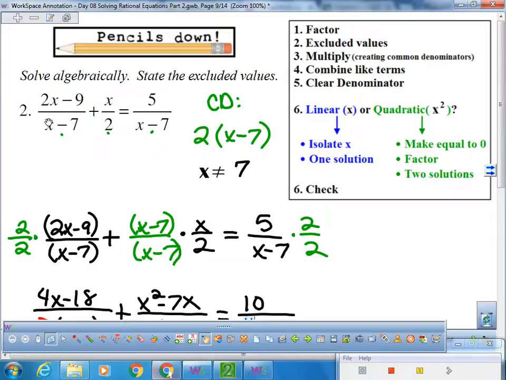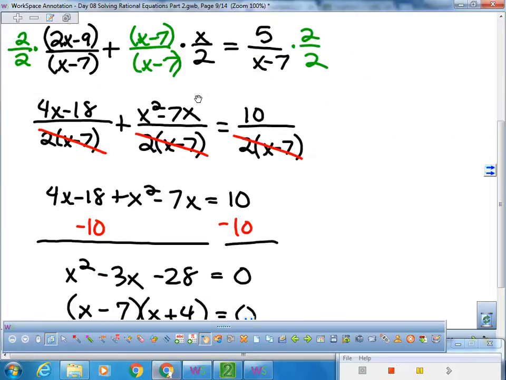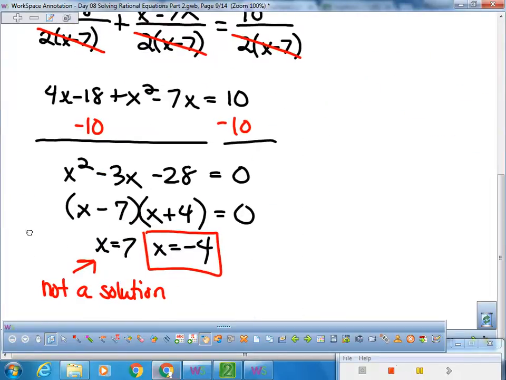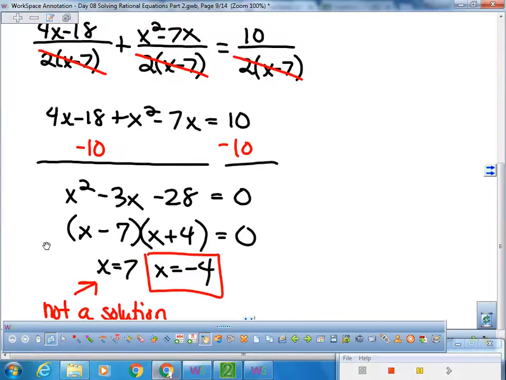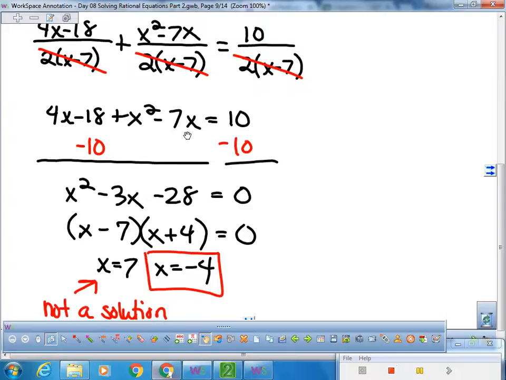Yes? What happened to the 4x? 4x, right here, 4x minus 7x is negative 3x. I combined like terms. Yes? Yeah, x equals negative 4. That is your only answer. If you were to tell me x equals 7, you're going to get a point off. Okay?